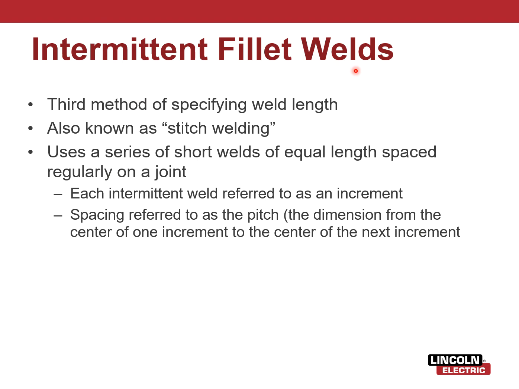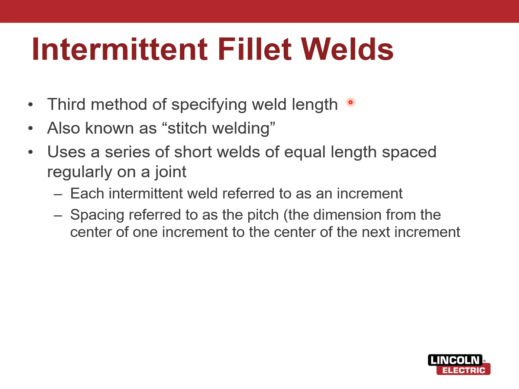Intermittent fillet welds, also known as staggered welding, are the third method of specifying weld length, also known as stitch welding. This uses a series of short welds of equal length, equally spaced regularly on a joint. Each intermittent weld is referred to as an increment, and the spacing is referred to as the pitch.